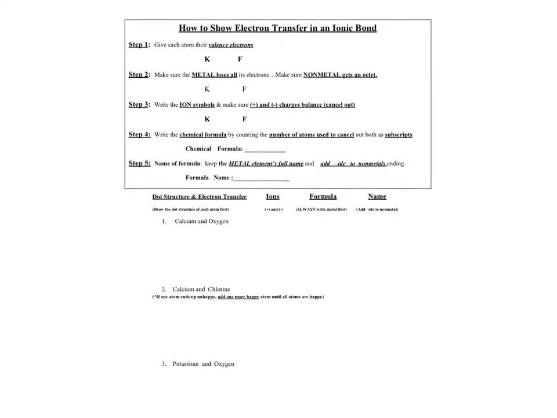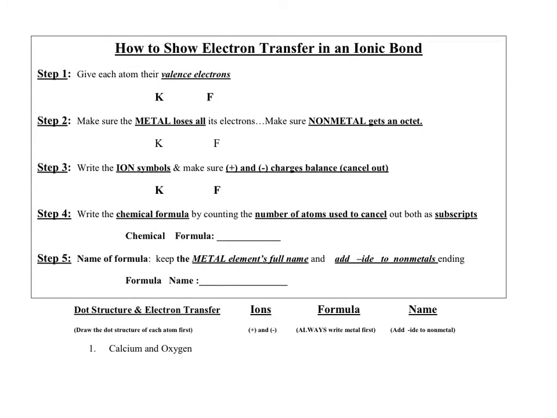All right, moving on. Now we're going to look at how the electrons transfer in an ionic bond. I've got a few steps here. Step 1 says give each atom their valence electrons. Potassium is in group 1, and group 1 elements have 1 valence electron. So I'm going to give it 1 dot.